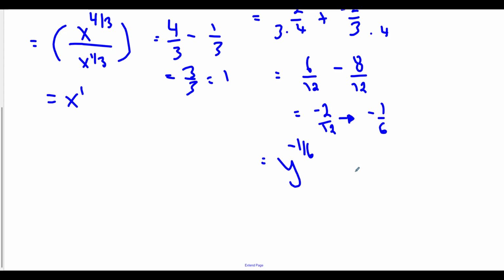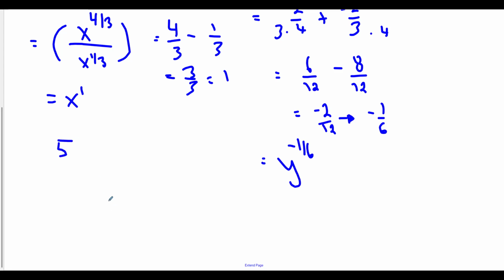Well, if you look at the base value of the base term, it's y, right? Is y a fraction? Well, not really. I mean, it's written as just y. But can we write y as a fraction? The answer is yes. You can write any whole number as a fraction.